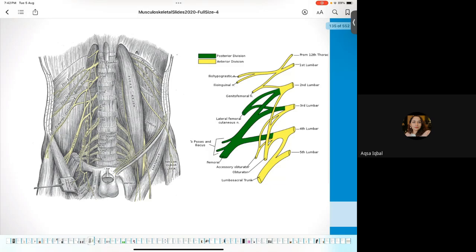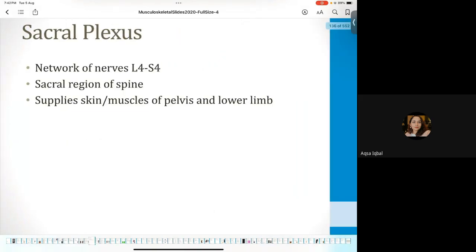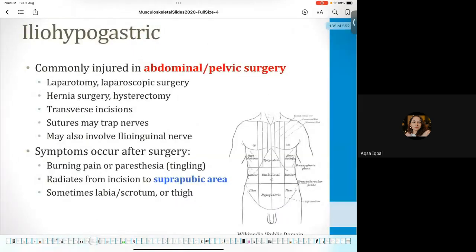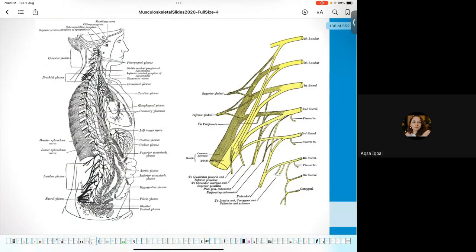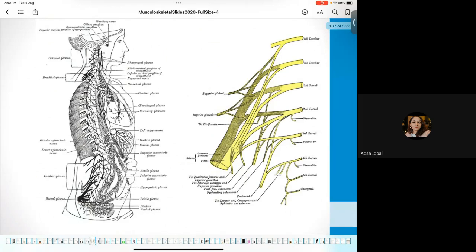So these are the plexuses you can see. The lumbar plexus is marked in green, arising in the lumbar region. Then we have our sacral plexus. The sacral plexus is again a group of nerves which arises from the sacral region, from L4 to S4. That's why we call it the sacral plexus, and it is going to supply certain muscles in the pelvis and lower limb, which we'll be discussing in a bit.